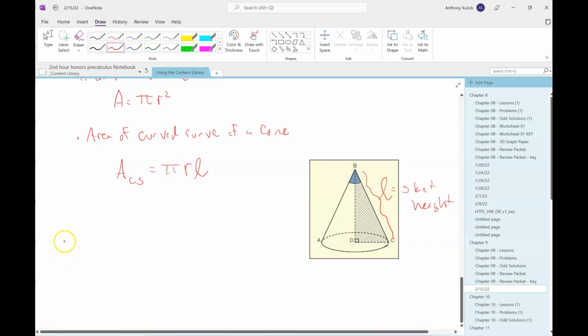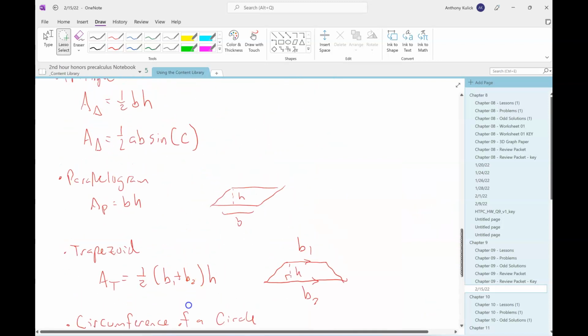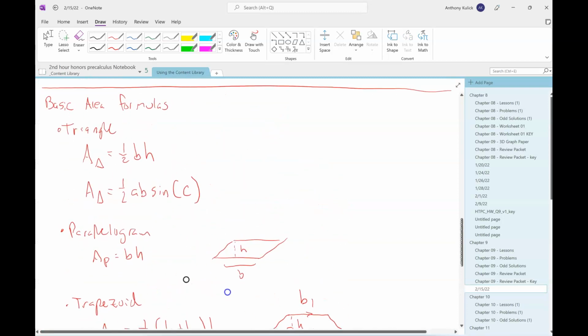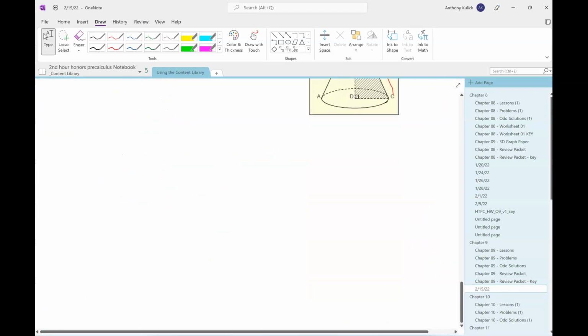Okay. These were area formulas, right? Oh, what was basic area formula? Okay. So basic volume formulas. Look at us just cruising right along. So volume of a cone, does anybody remember that one?